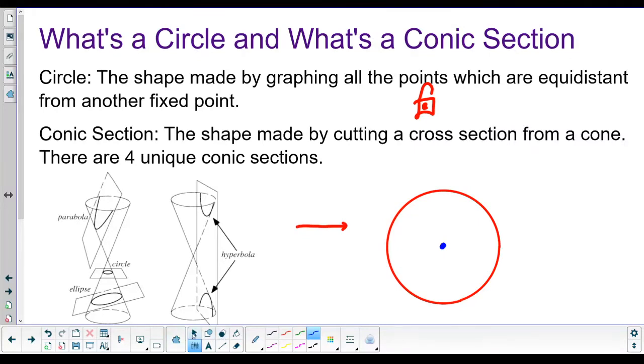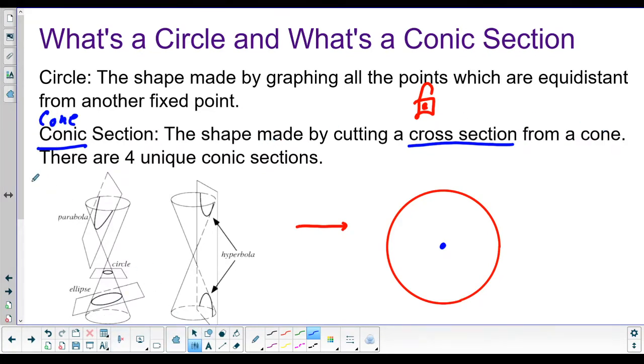All right. So now let's talk about what a conic section is. So the word conic just comes from the root word cone, right? This is like the adjective version of the word cone. It's a conic section. So what that means is it's a shape made by cutting a cross section from a cone. There are four of them.